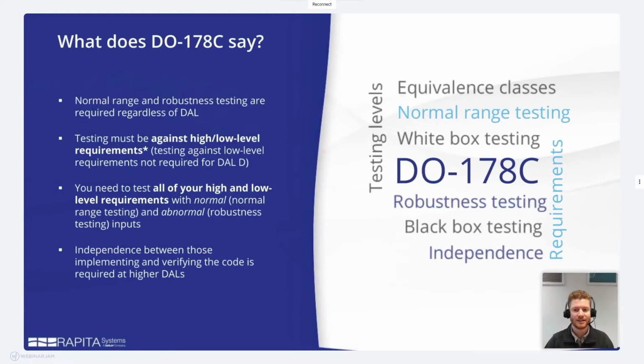So here it is again in a slightly less tabular view. So you always have to do this normal and robustness testing regardless of your design assurance level. The testing for DAL-D is slightly relaxed compared to A, B, and C. And independence, as I mentioned, is necessary in order to avoid problems. Too much information about an implementation could lead to blind spots in the way some piece of software is tested.